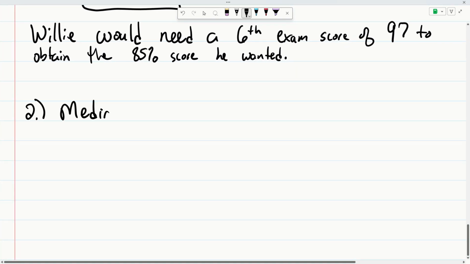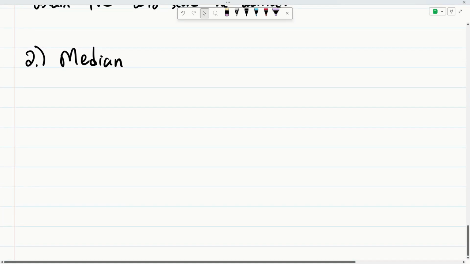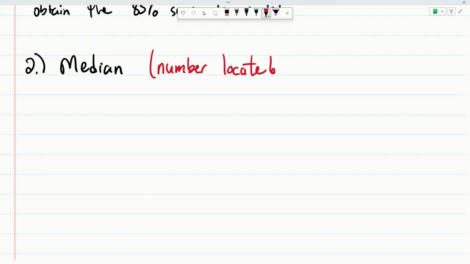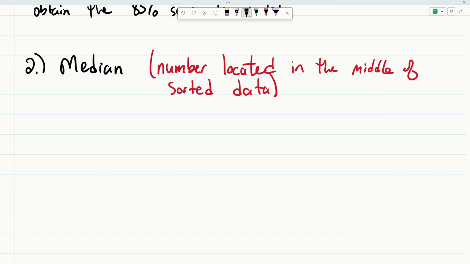The median. Now the median, we already stated, is the number located in the middle of sorted data. All right. So, what are some pros to this? Well, one of the pros is that it is not affected by outliers.